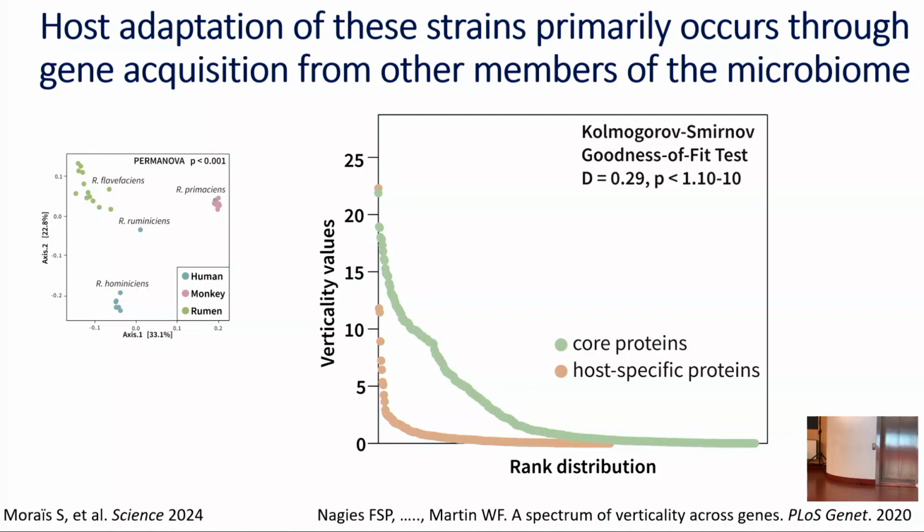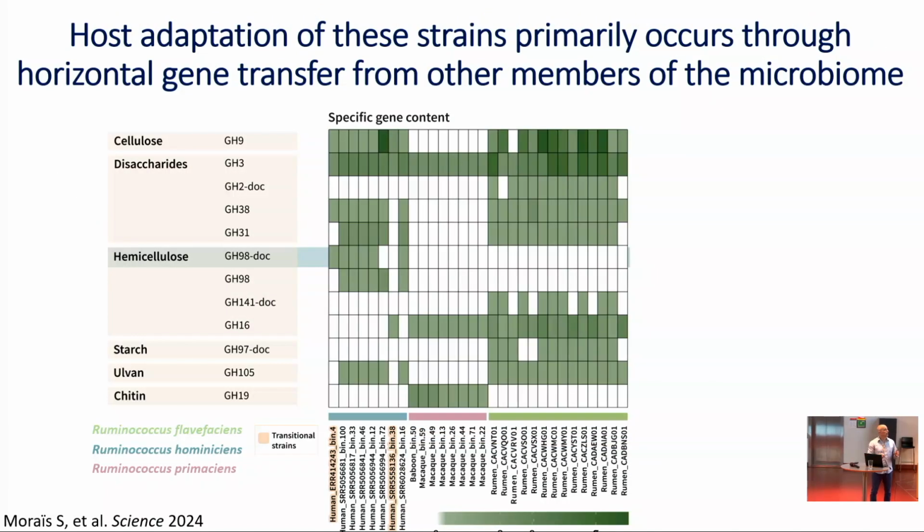You can see that the core proteins, meaning ones that are shared across all, always have higher verticality values when compared to host-specific genes, which means that the host-specific genes were acquired most probably by horizontal gene transfer from the surrounding environment of these microbes, which is pretty cool. And of course, we all ask ourselves whether these genes have some relevance to the environment itself. We did a lot of statistical analysis in parallel to this one, and we found a clear connection between the annotation of the fiber-degrading genes and the lifestyle of the host itself.